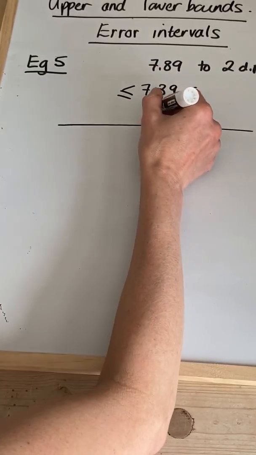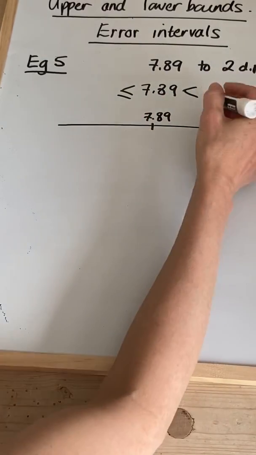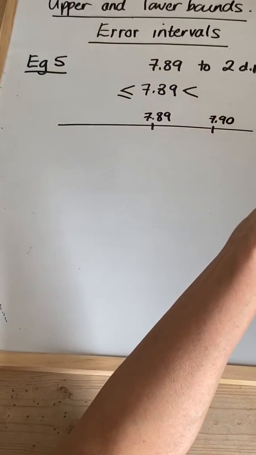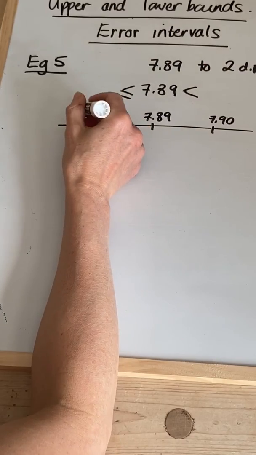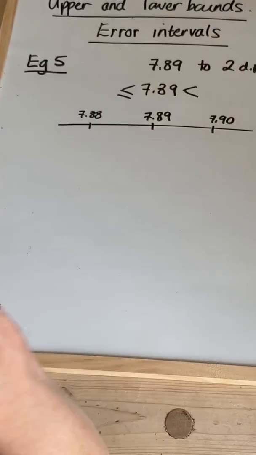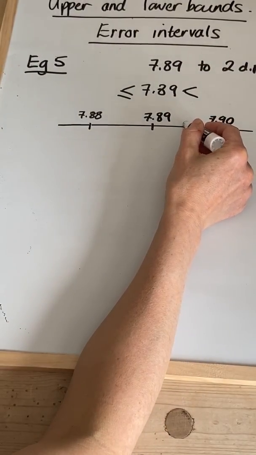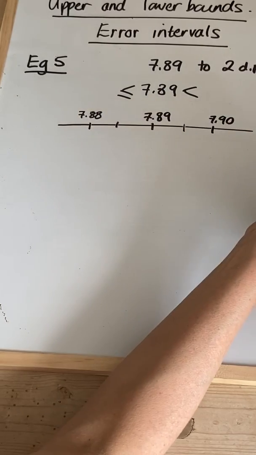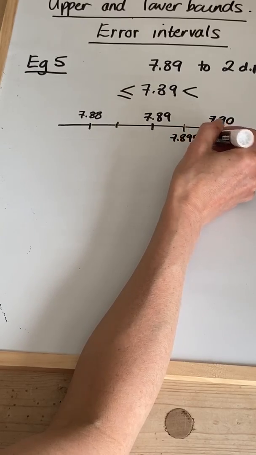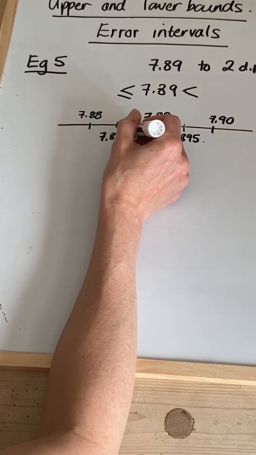Number line. So we're at 7.89. We're rounding to 2 decimal places, so the next one along the number line would be 7.90 to 2 decimal places. And in the other direction, I've got 7.88 to 2 decimal places. Thinking about those intervals, splitting those intervals in half, this top one's going to be at 7.895, and this lower one is going to be at 7.885.